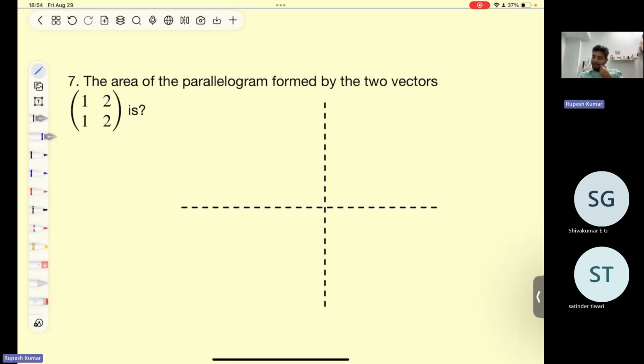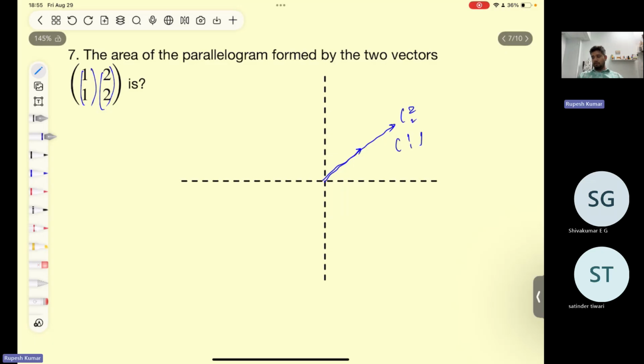Okay. Fine. So this is 1 comma 2, 1 comma 2, right? Oh, sorry, 1 comma 1. So one vector is 1 comma 1. The other vector is 2 comma 2. So let's try to find the parallelogram. This is the vector 1 comma 1, and this is the vector 2 comma 2, right?